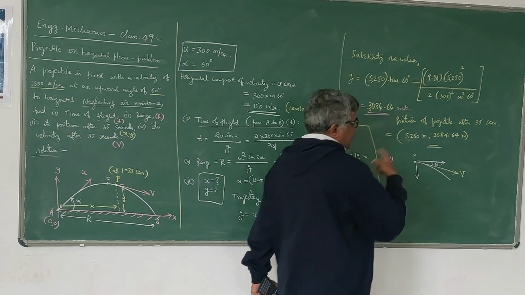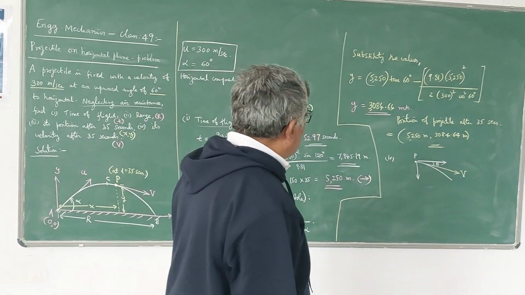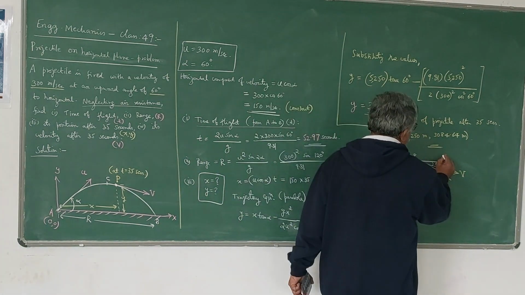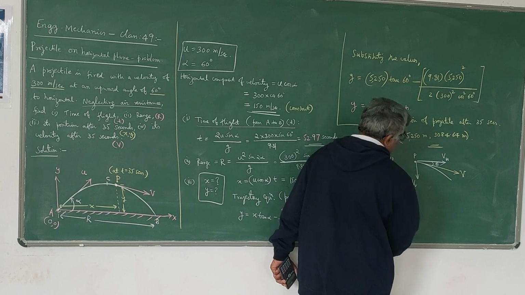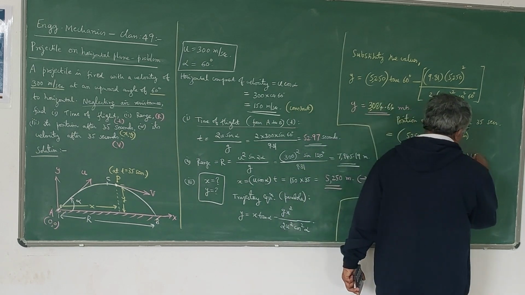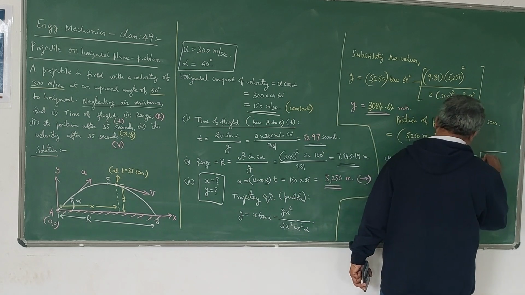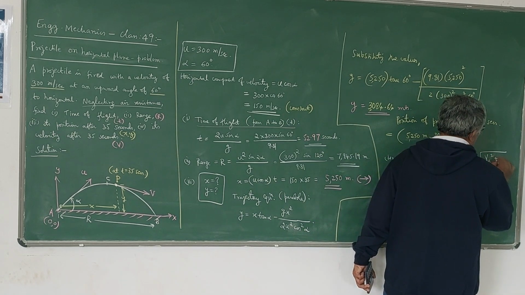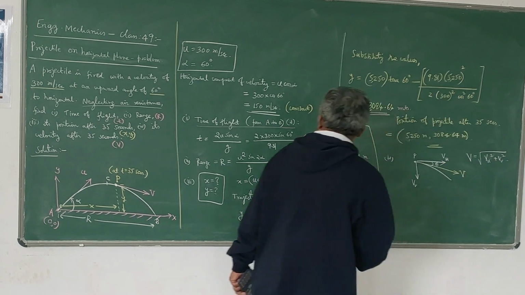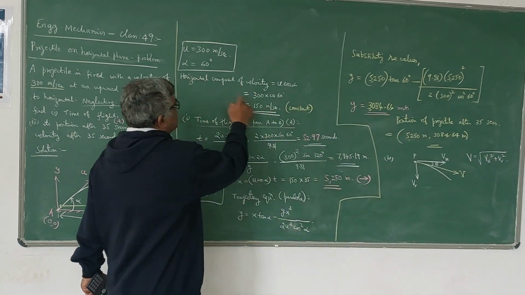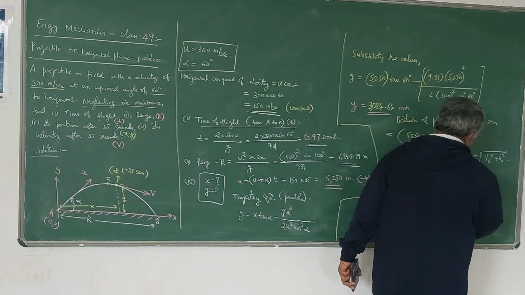So when you are asked to find velocity, you need to find both magnitude and direction. Magnitude, of course: this is your VH, the horizontal component, and this is your vertical component VV. So this resultant velocity V at this point P is given by the square root of VH square plus VV square. You know that the horizontal component of velocity remains constant throughout the time of flight. So VH is constant here.